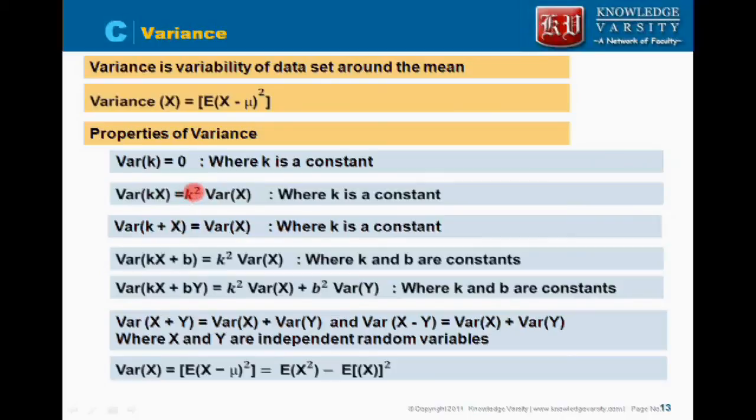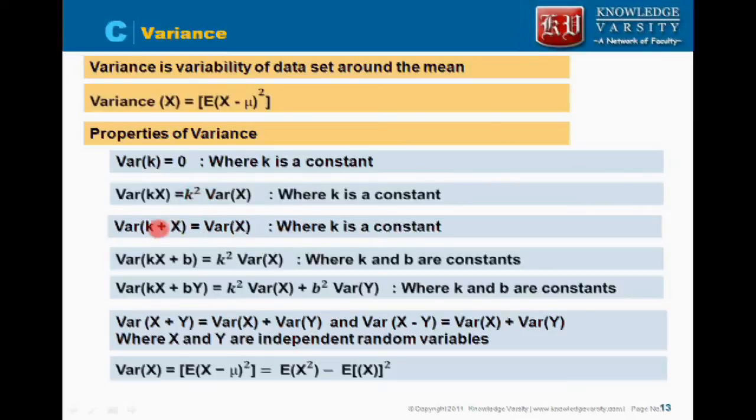So please remember that in case of expected value it was k, in case of variance it is k square, because variance has this square term. So this k is multiplying and here k gets multiplied, so k square comes outside, so it is k square.